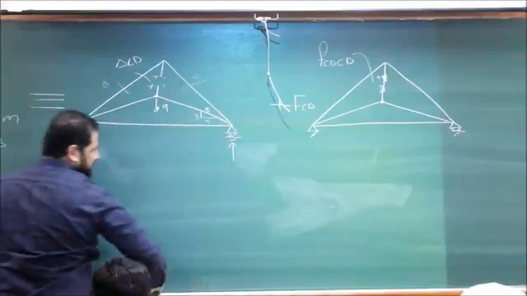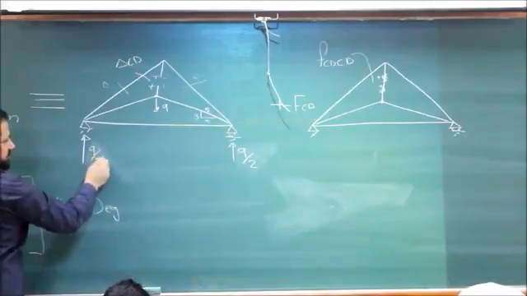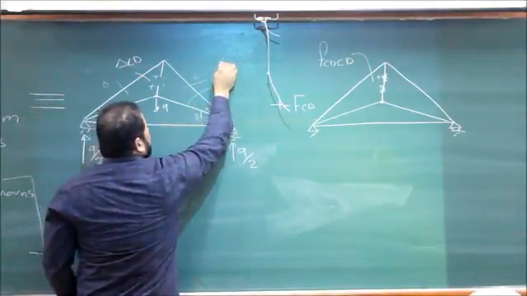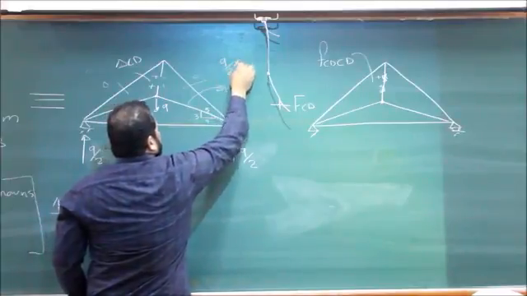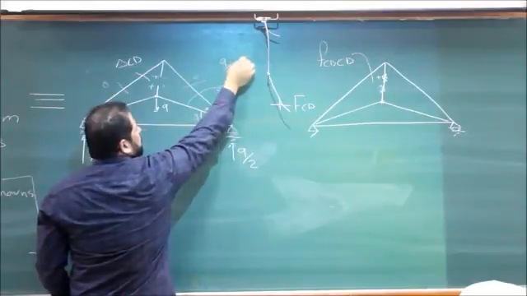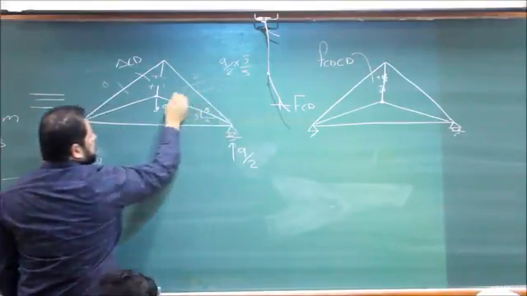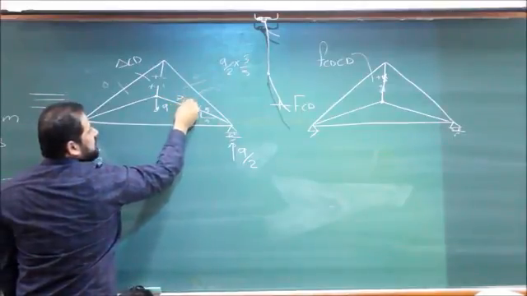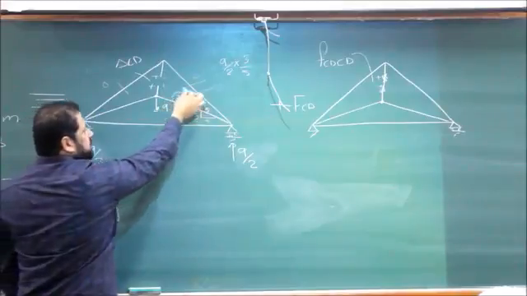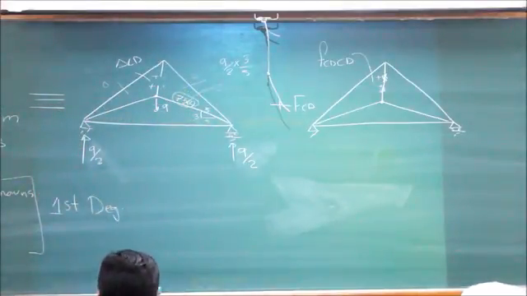Let's do this. How much is this? 9 over 2. 9 over 2, right? This force will be 9 over 2 times 5 over 3. So 3 into 15, 7.5. So the force is 7.5 C, compression. Anything you calculate, put a circle around it. You don't have to do this.